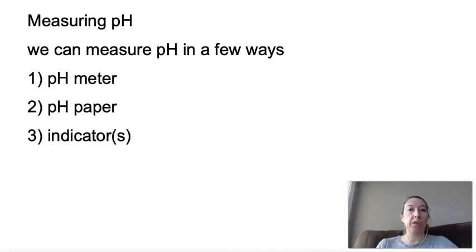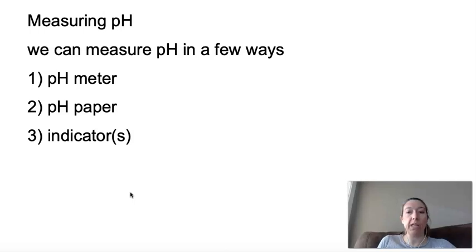Okay, welcome to your last video for the acid-base solution unit. The next unit after this is going to be stoichiometry. So the last thing to cover is our indicators. We've talked about pH, we've looked at calculations. There are basically three ways that we can measure pH.